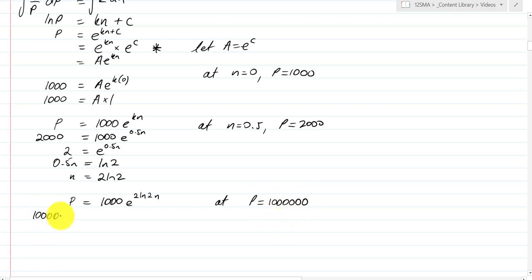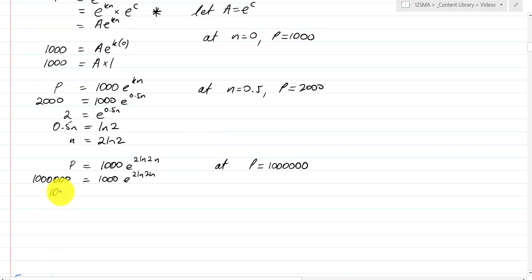1 million equals 1000 e to the 2 log 2 n, which means that 1000 is equal to e to the 2 log 2 n. Take a log of both sides, I get 2 log 2 n equals natural log of 1000, and therefore n is equal to the natural log of 1000 over 2 times the natural log of 2. And if I pop that in my calculator, I get about 4.98, and we're talking hours.